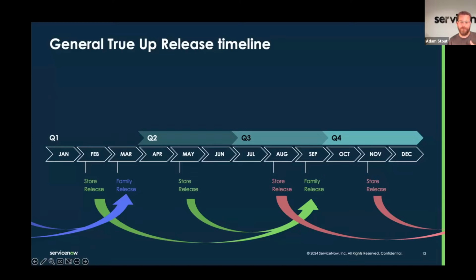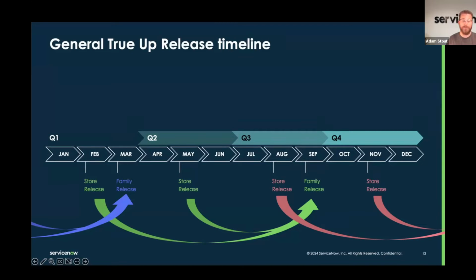Each of the releases that come through in the store get merged into the family release later on. So in this general release time frame, if we're looking at this year, 2024, we had a store release in February, we had a store release in May, and then we have a store release in August, and we'll have another one in November. The store releases in February and in May are not in the March release.